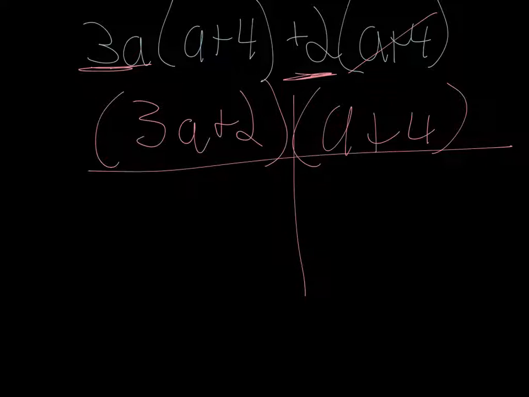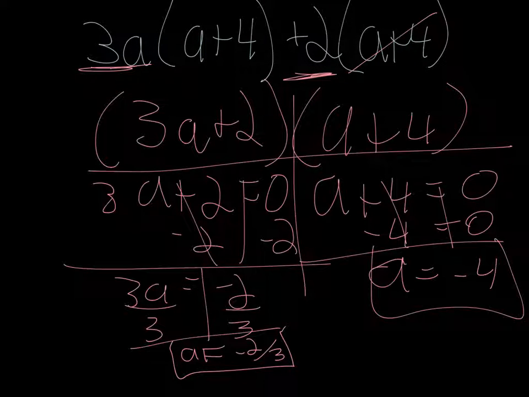Then we tee off. Once we tee off, we find out that our a values are going to be -2/3, and a is also going to equal -4.